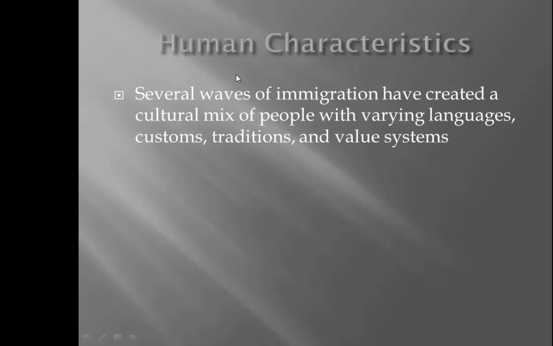Moving on, human characteristics. Pretty easy one. Several waves of immigration have created a different cultural mix of people. They have various languages, various customs, various traditions, and different value systems. So we are not a homogeneous group here. We may all be Americans, but we have an eclectic population with a lot of different people, a cultural mix of people. Just be aware of that, because sometimes those cultures are going to mix well, and sometimes they're not. There are going to be some anti-immigration laws that we'll look at later in this class.